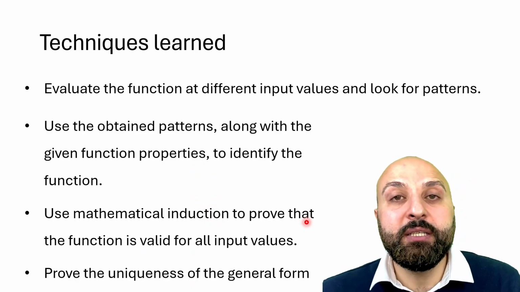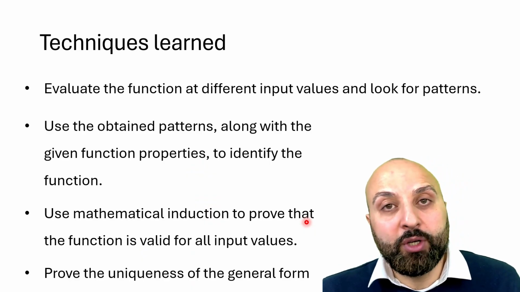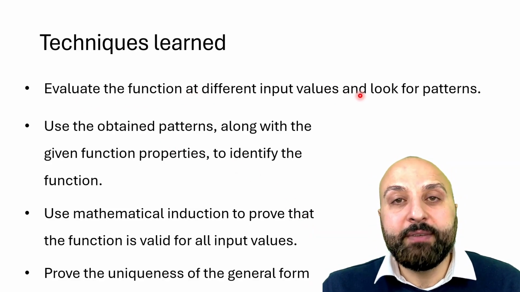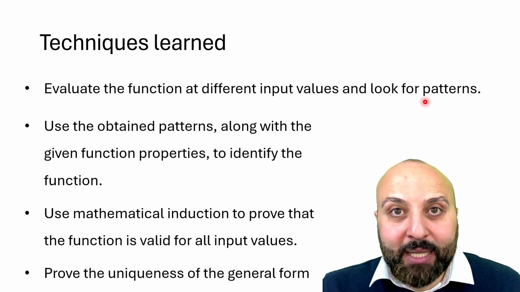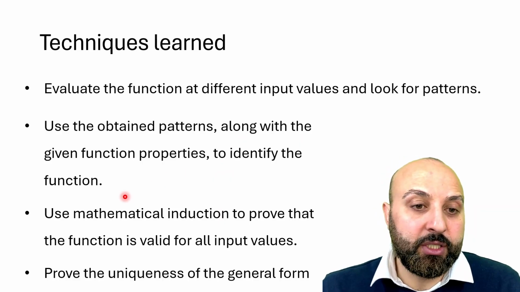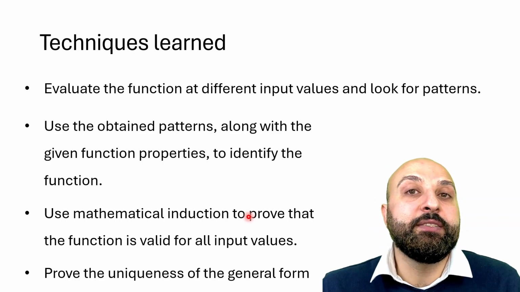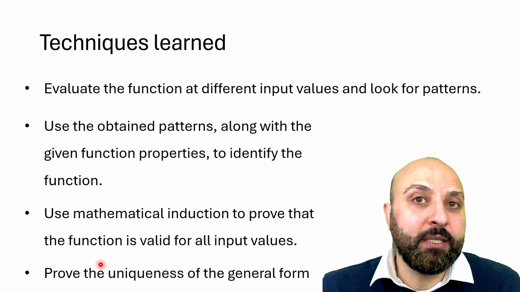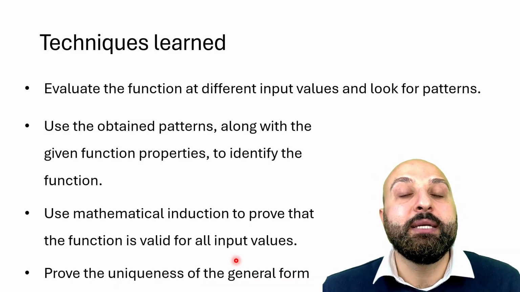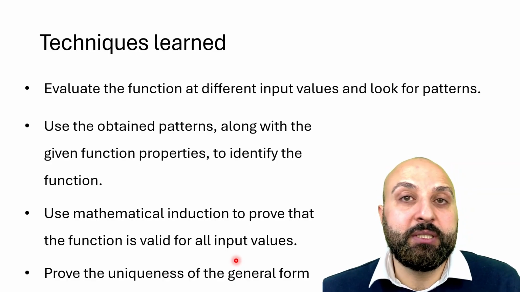Let's see what we have learned in this exercise. In a question that asks you to calculate a function or a polynomial with specific properties given to you, first try to evaluate the function at different input values and obtain new patterns. Use the obtained patterns along with the properties of the function. Try to identify the function. You can sometimes use mathematical induction to prove that the function you guessed is valid for all values of n. And finally, you have to prove that the solution you found is unique, or maybe you have to find other solutions that are acceptable and basically show that only these sets of solutions can fulfill the properties given in that exercise.